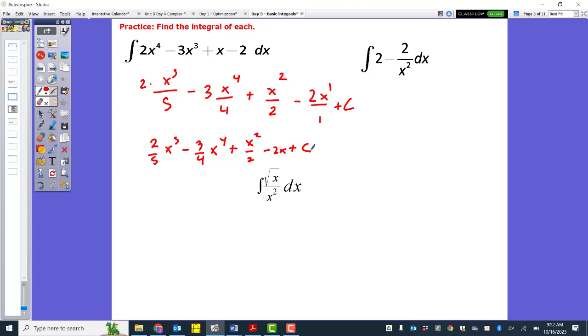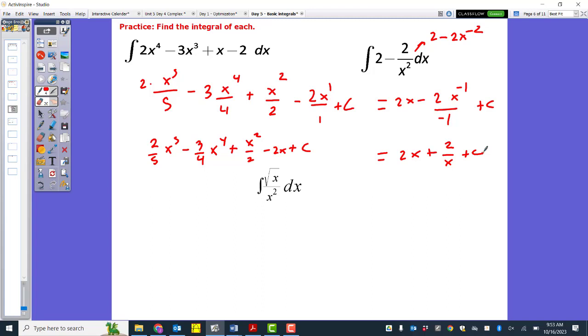All right, we can also do ones like this, where we can just change it to 2 minus 2x to the negative 2 and do the same process. So we have 2x minus 2x to the, add 1 to the exponent, so negative 1, divided by our new exponent, plus c. So 2x plus 2 over x plus c.